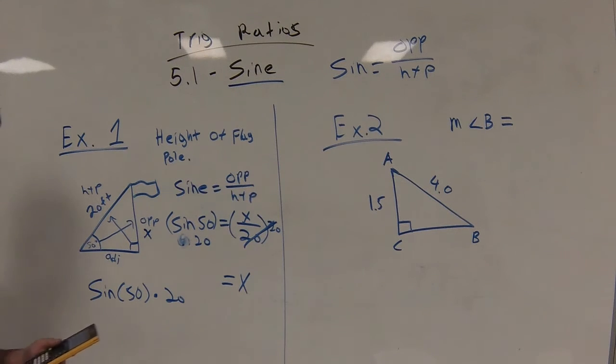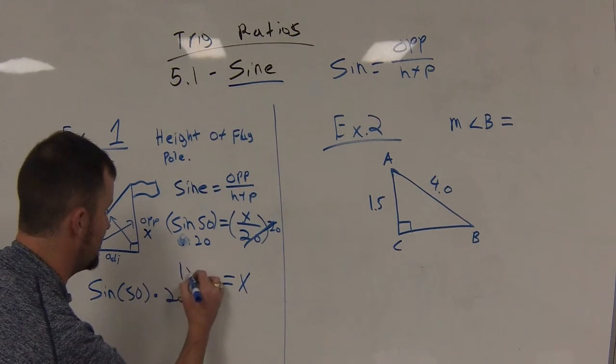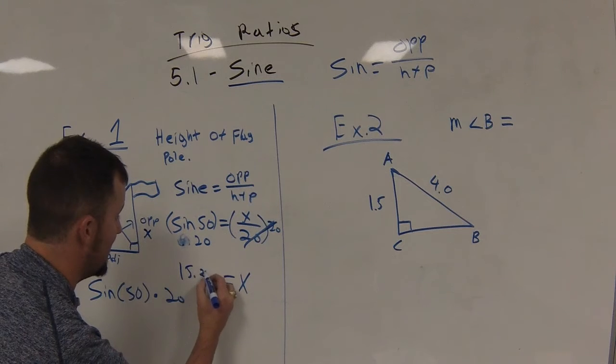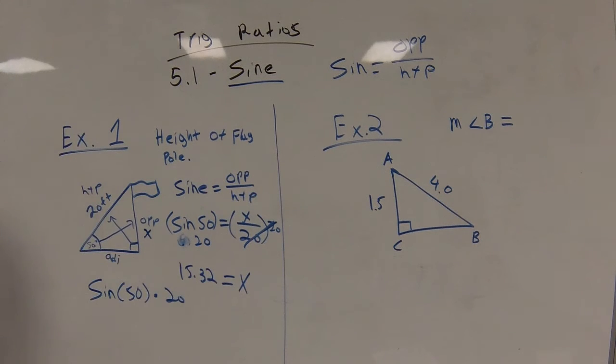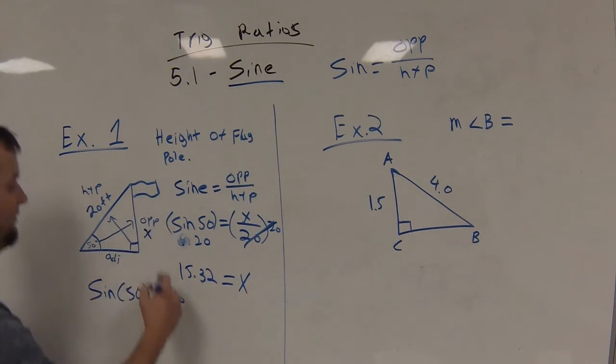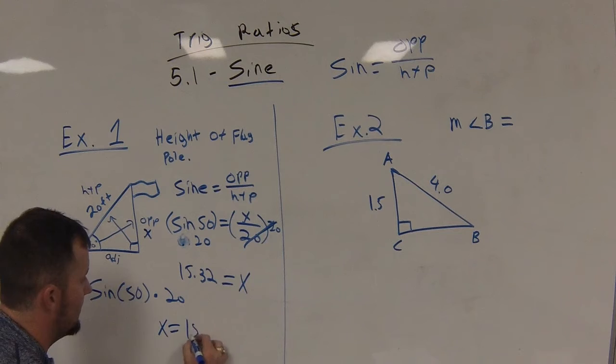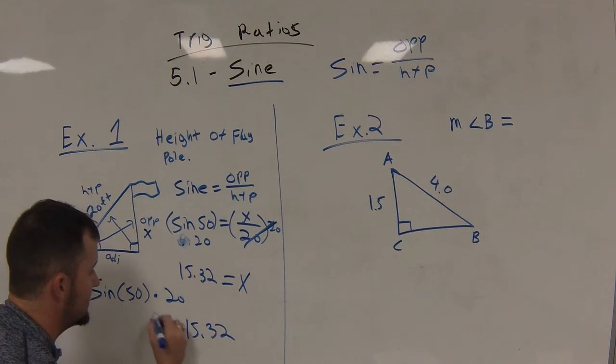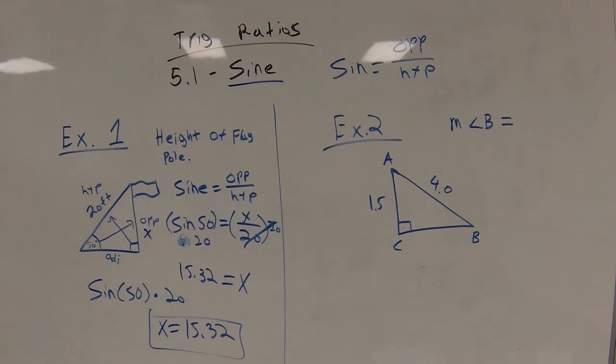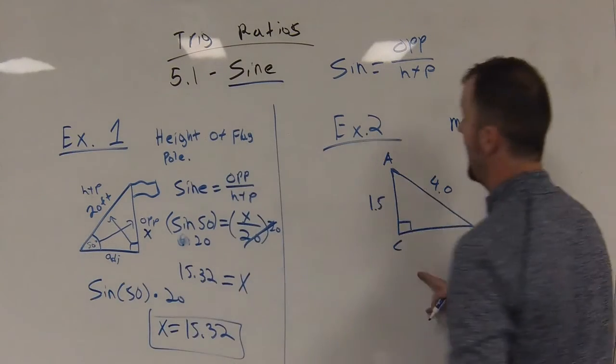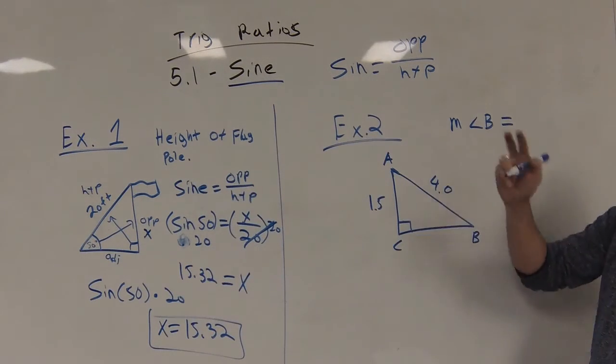And whenever I click enter, you should get 15.32. And we're going to round to the nearest hundredth. So right now the height of the flagpole is actually going to be 15.32. Done. Okay?